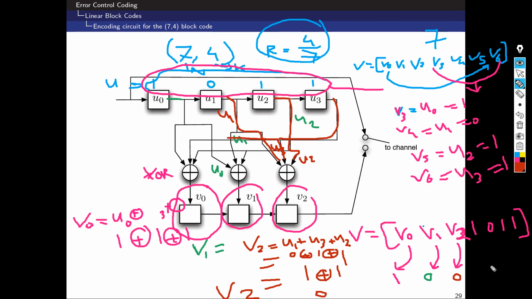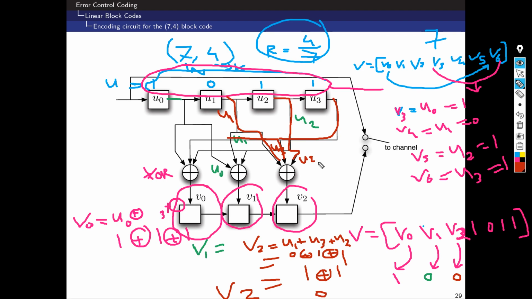So now you were able to find V0, V1, V2, V3, V4, V5, V6. And if I ask you what's the code word that you need to transmit over the channel, you tell me V, which is given as shown below. V is 1 0 0 1 0 1 1. This is the code word representing the message sequence 1 0 1 1.